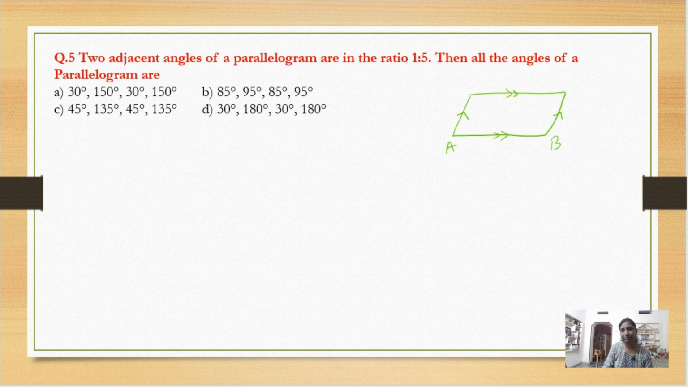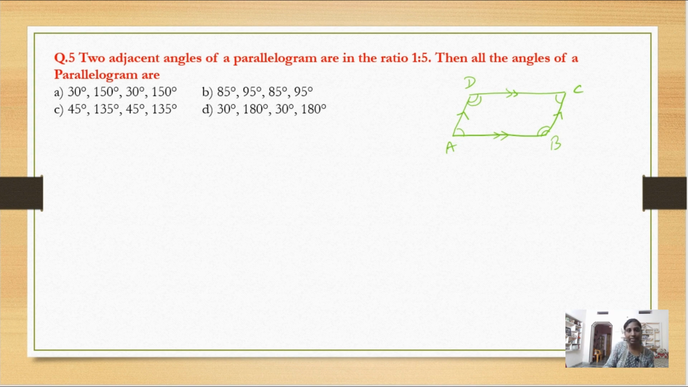Let's say it is parallelogram ABCD. Now, one more thing we need to know, that in a parallelogram, opposite angles are equal. It means angle A is equal to angle C. And angle D is equal to angle B. Opposite angles of a parallelogram are always equal.